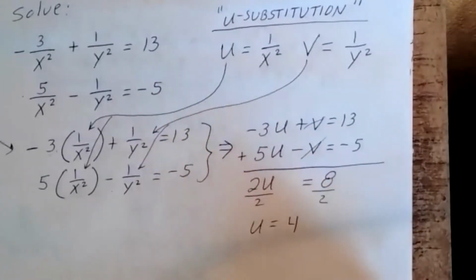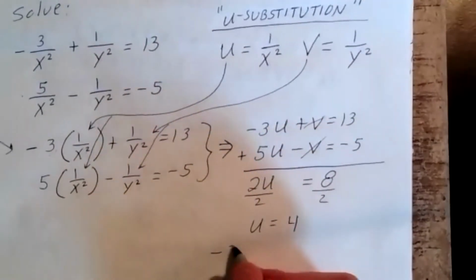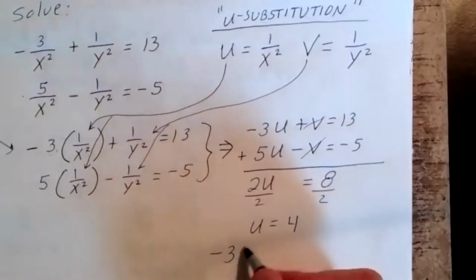To solve for v is equally simple. We know u is 4. We can grab one of our equations. I'll maybe grab this first one here. In goes 4 in place of u.